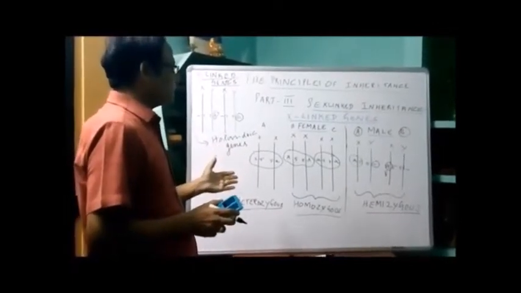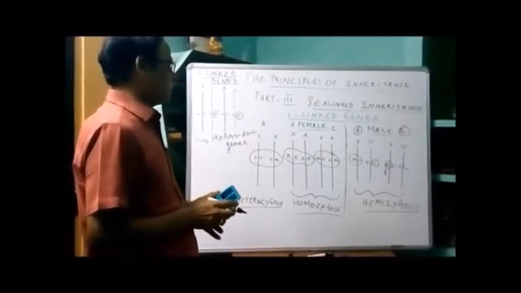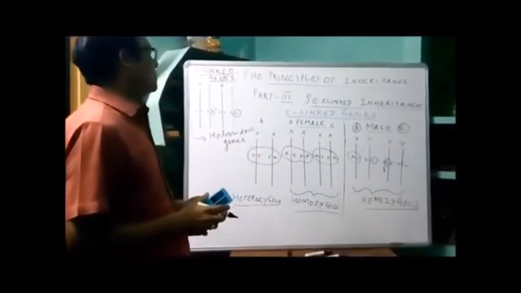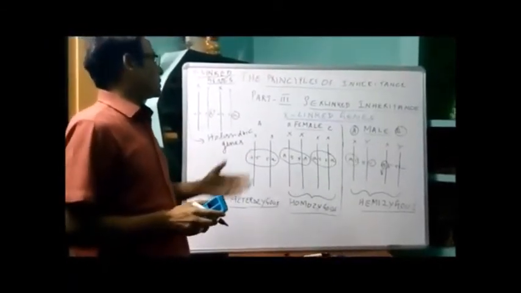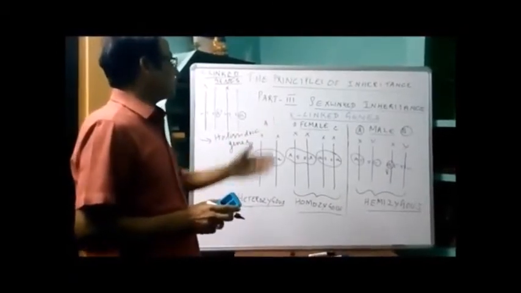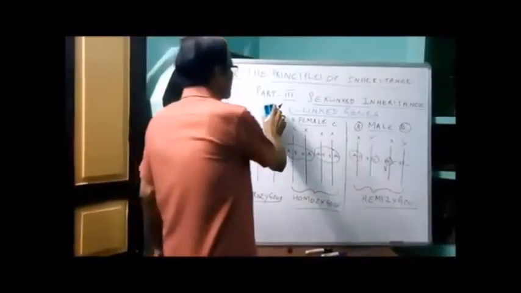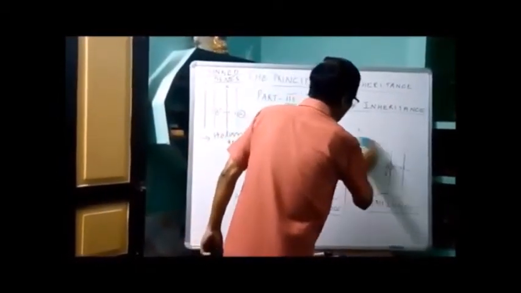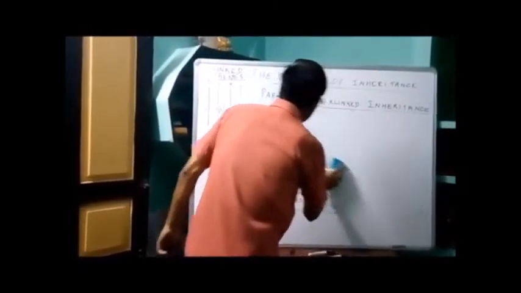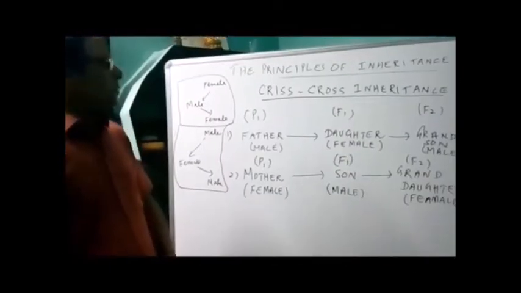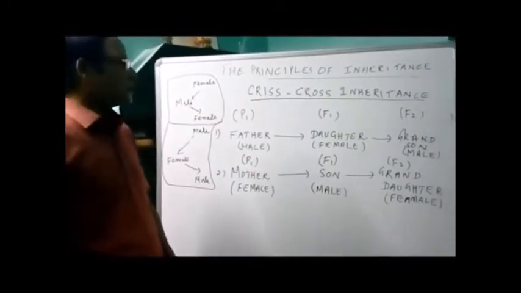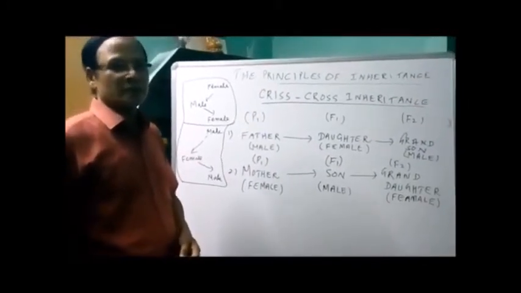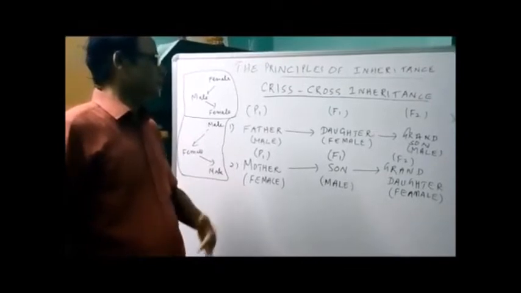So X-linked genes have no corresponding allele in the Y chromosome. Y-linked genes have no corresponding allele in the X chromosome, you can see here. Now, what is the type of inheritance that individuals normally follow in the case of sex-linked inheritance? Sex-linked inheritance follows a crisscross pattern of inheritance. Now, what is crisscross inheritance? It is otherwise called zigzag inheritance or skip generation inheritance.